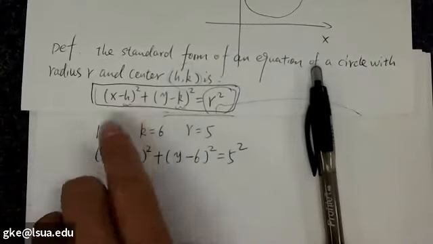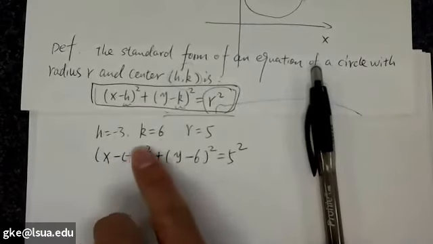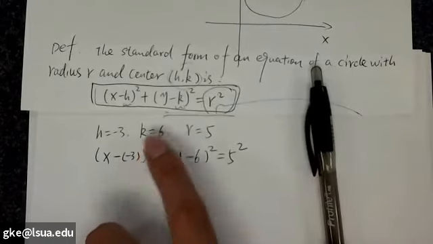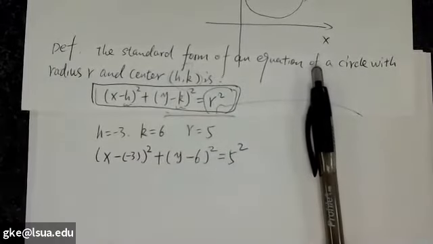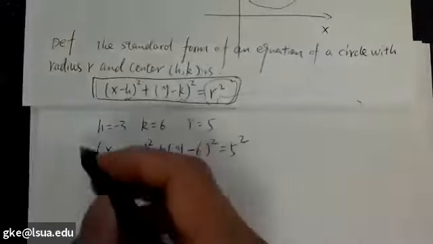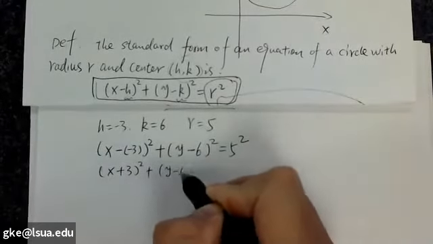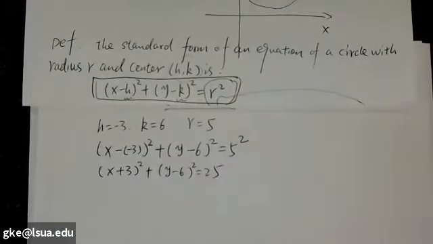x subtract h. h is -3. Put -3 here. Put a parenthesis here because it's a subtraction. And the k is 6. r is 5. Just plug in these 3 parameters. And then you can write down this circle equation. Now you're gonna get (x + 3) squared plus (y - 6) squared equals 25. That's it.